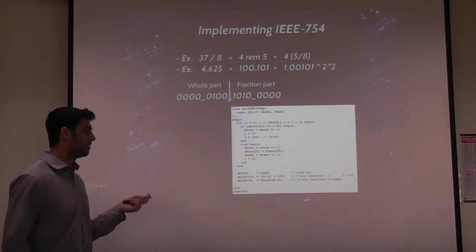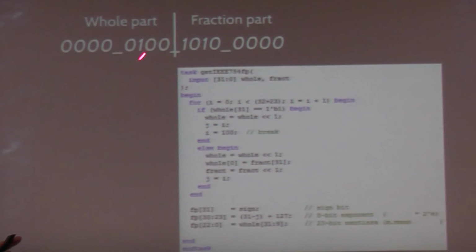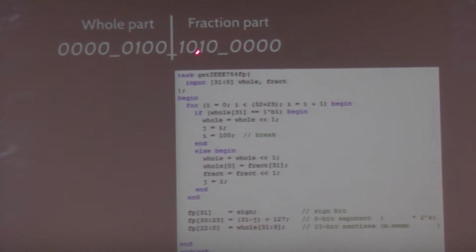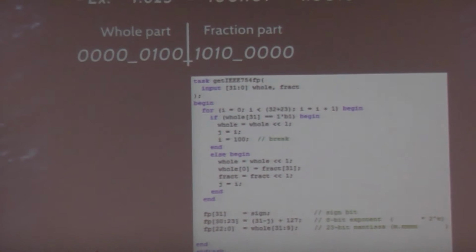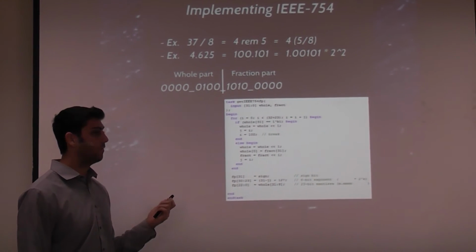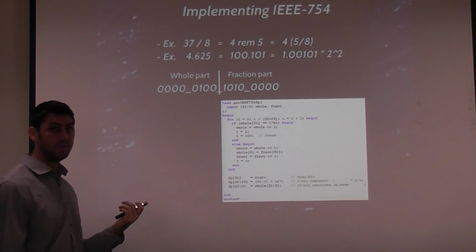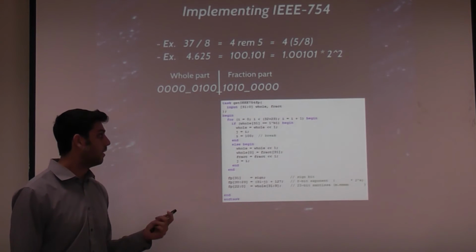So how to do this in terms of the code? Kind of just line up our whole part and fraction part here, and just shift it left until we see our first 1. And then once we see our first 1, we'll just shift 1 more time, and what we have there will be our mantissa. And we know how many times we shifted to get that, so that's how we can calculate our exponent field.